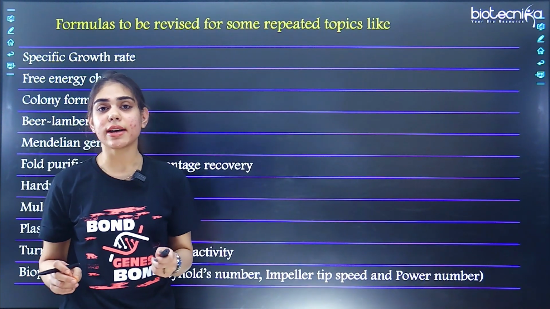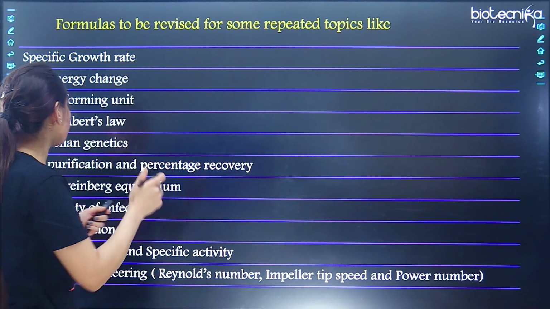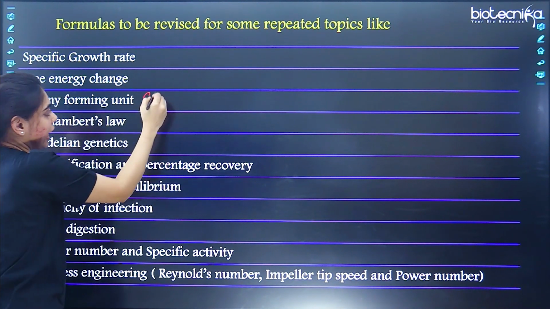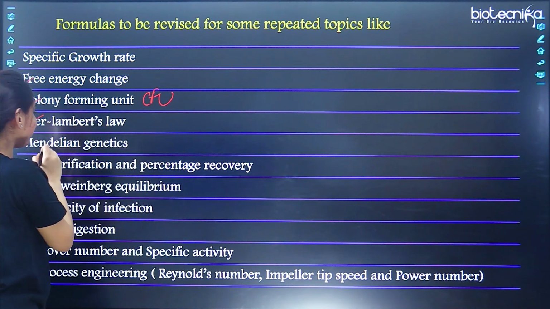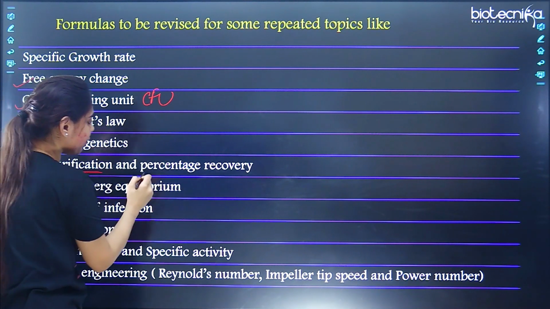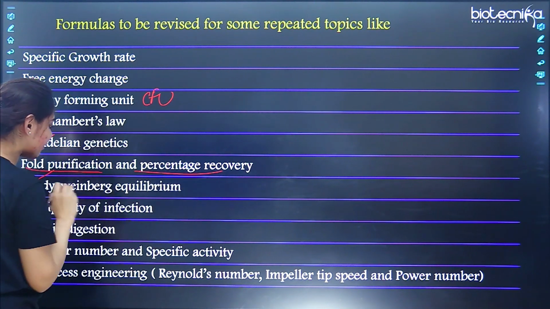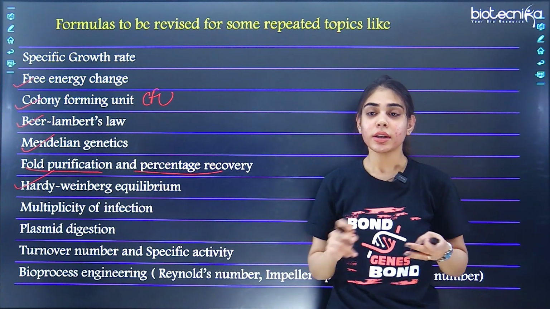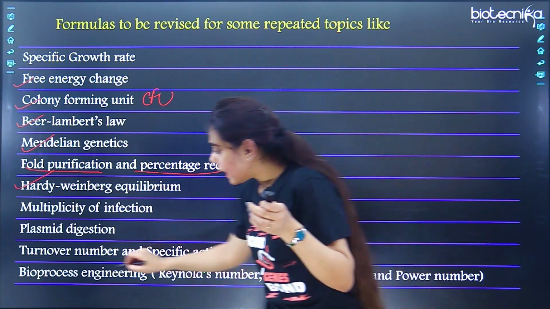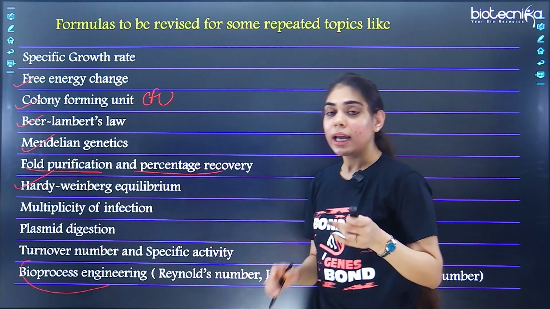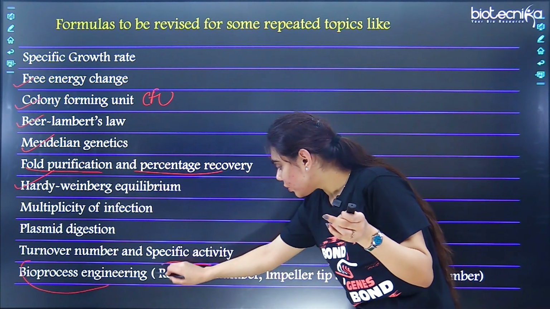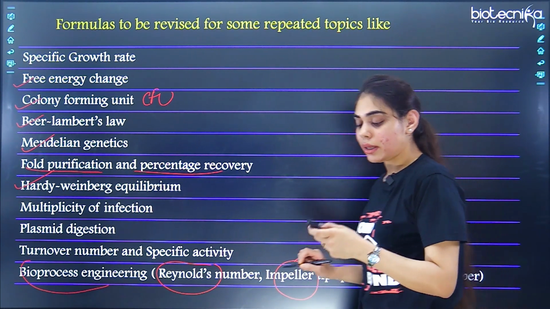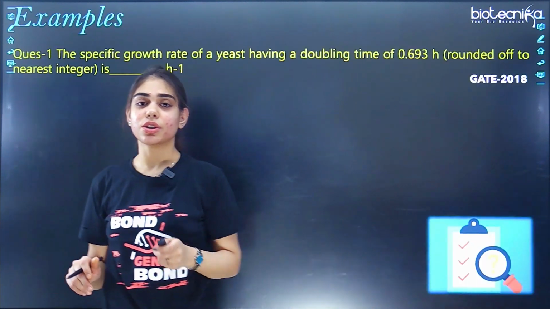So what are all the topics for which you have to recall the formulas? The first topic is specific growth rate, free energy change, colony forming unit, that is CFU, Beer-Lambert's law, Mendelian genetics, fold purification and percentage recovery, Hardy-Weinberg equilibrium, multiplicity of infection, that is MOI, plasmid digestion, turnover number, specific activity, and the most important is bioprocess engineering. And over here you have to recall the formulas for the Reynolds number, impeller tip speed, as well as power number.